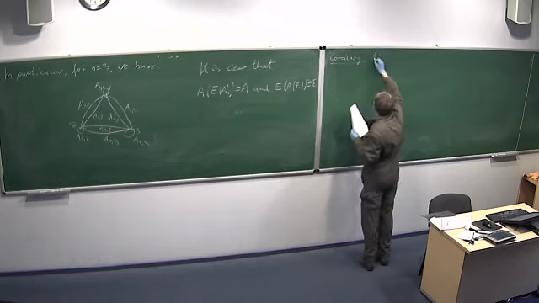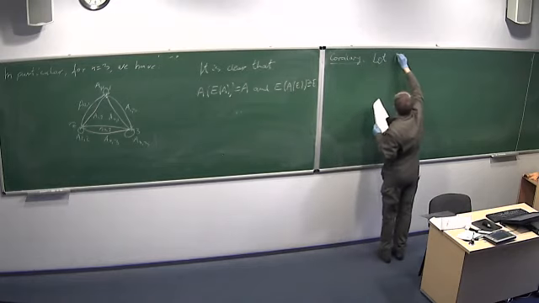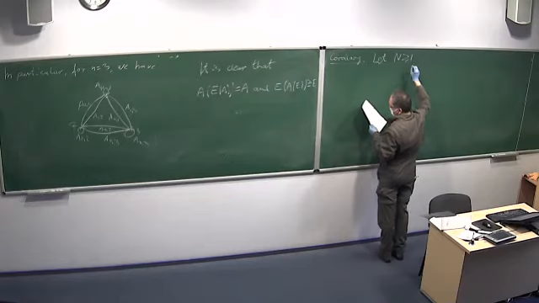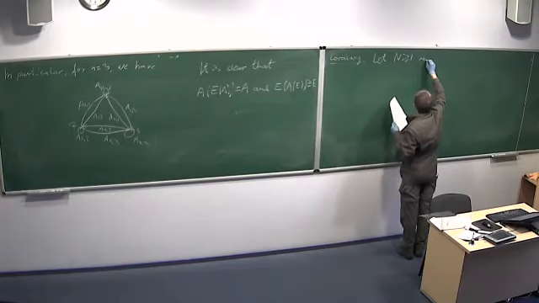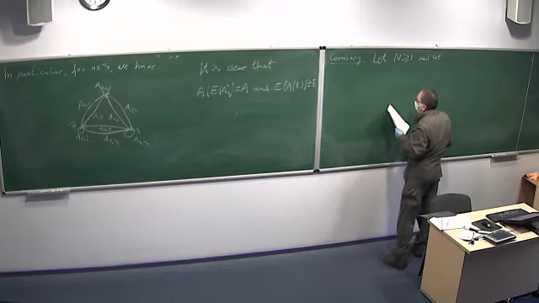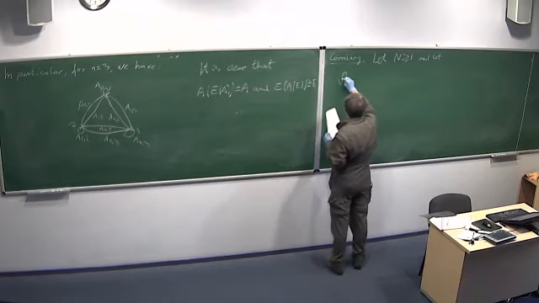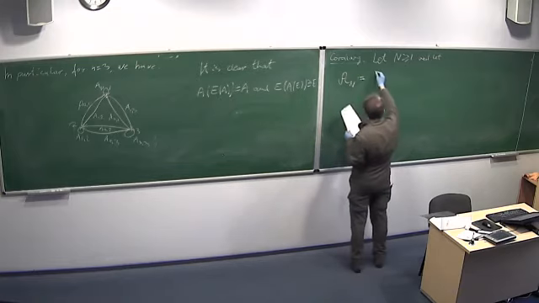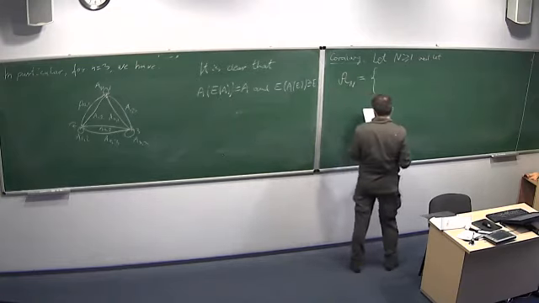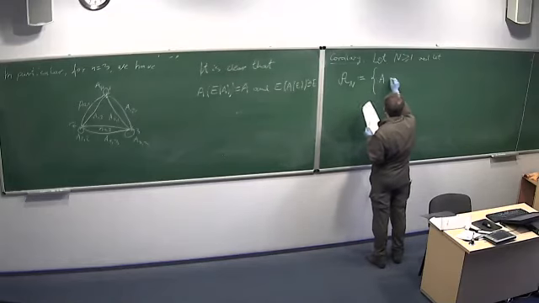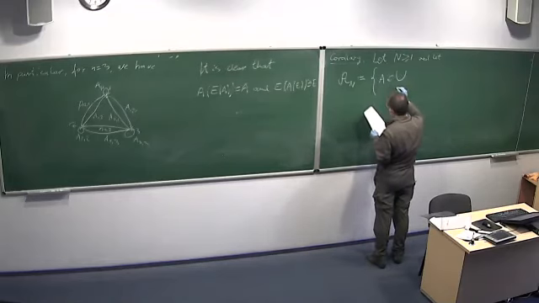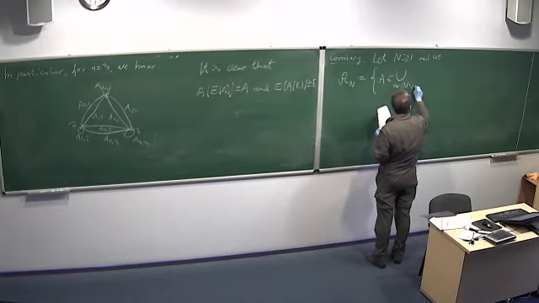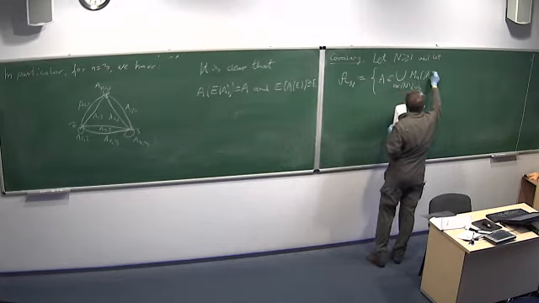So let n be a natural number greater or equal than 1. And let script A_n be the following set. This is the set of all finite but arbitrary size matrices. So I write it as the union over positive integers of the matrices M_n with values in the natural numbers.